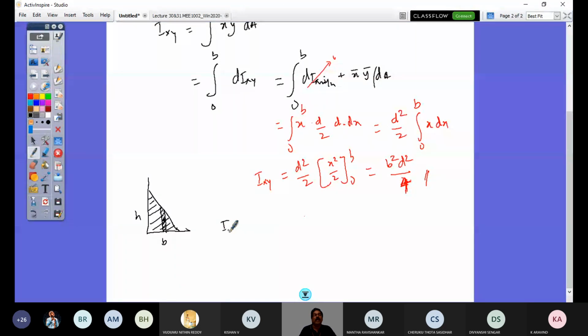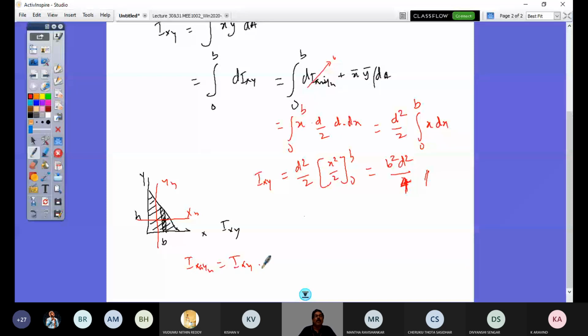So if we have that, then I can find out, of course, what is there for this centroidal axis. If this is my XG, YG axis, I can find this IXG YG as IXY minus X bar, Y bar into area. So the other way I can find this expression. So I leave it to you to work out.